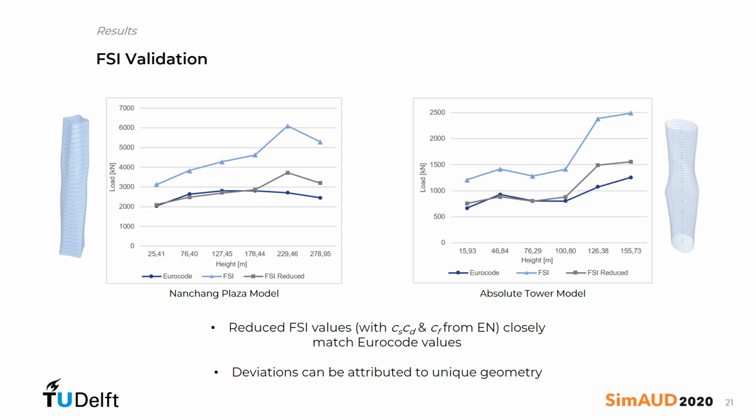So, for example, on the left, in the Nanjing Plaza model, we see at the higher points of the building where the pressure tends to be highest, there is a concave section of the facade, which leads to higher pressure. As well, on the right side, you see the Absolute Tower model. At the higher portions of the building, the pressure of the wind is hitting the broad side of an elliptical floor plan, thus would give higher pressure than the Eurocode assumed circular building model.